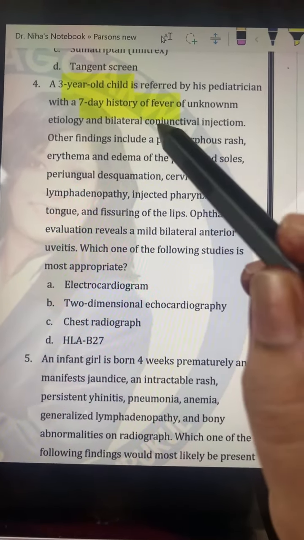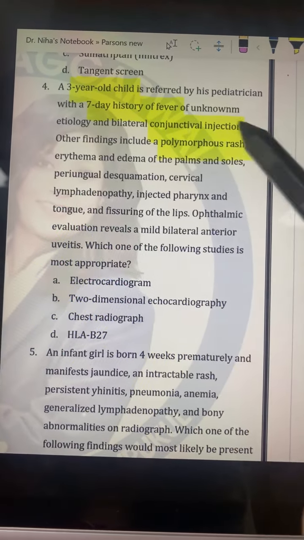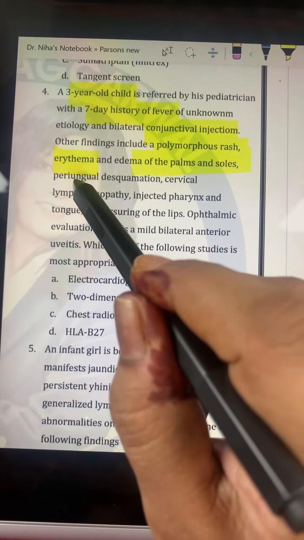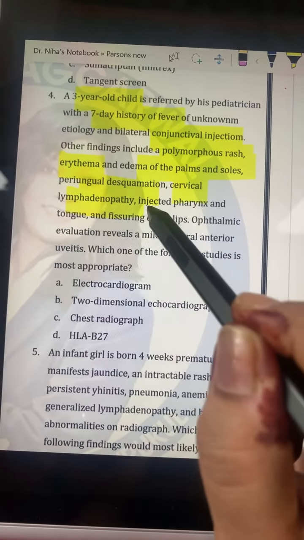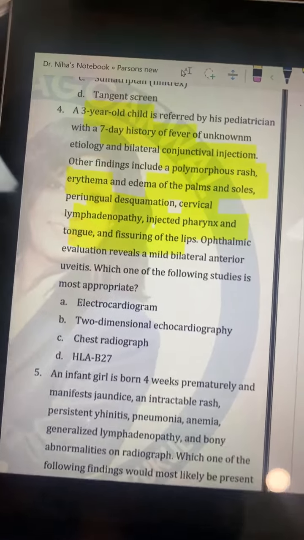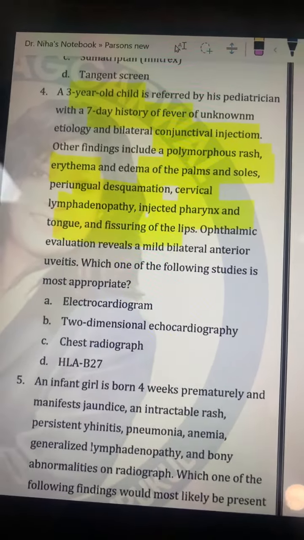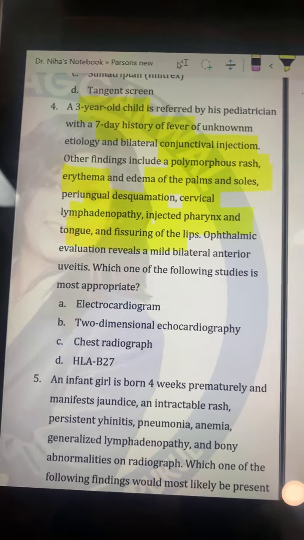Can you see? We have conjunctival injection, then we have polymorphous rash, also erythema, edema of the palms and soles, periungual desquamation, cervical lymphadenopathy. We have an injected pharynx and tongue, fissuring of the lips. So we have a lot of things. If you look at the question, it seems that it is a pediatrics question, but ultimately they'll end up asking something else.